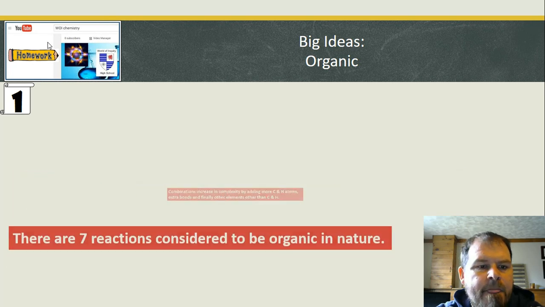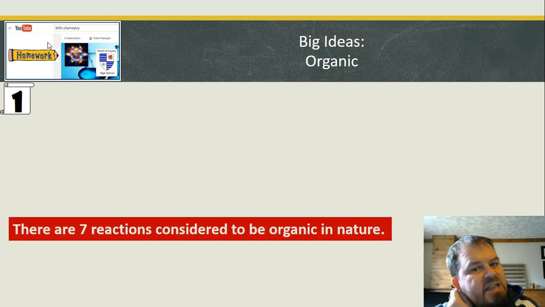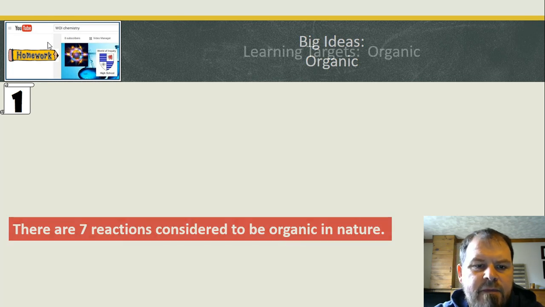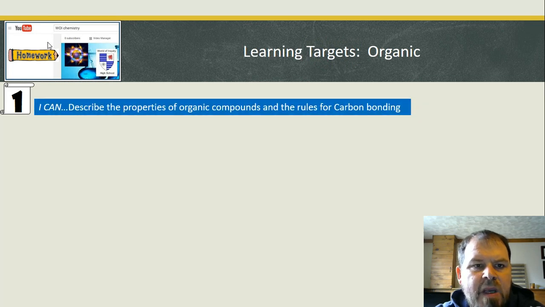Then there are going to be 7 basic reactions that we're going to go over at the end. And there'll be a Poggle to help us with this too, but we'll go over the 7 and make sure we got it, right? So here are our learning targets for this unit. I can describe the properties of organic compounds.